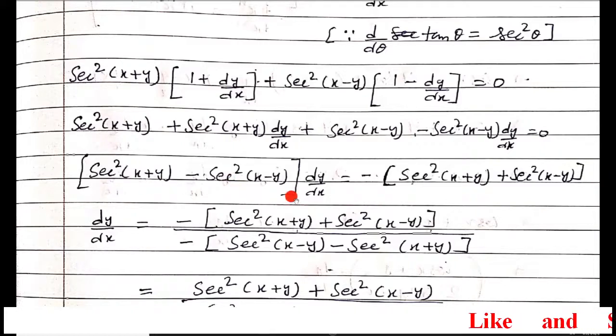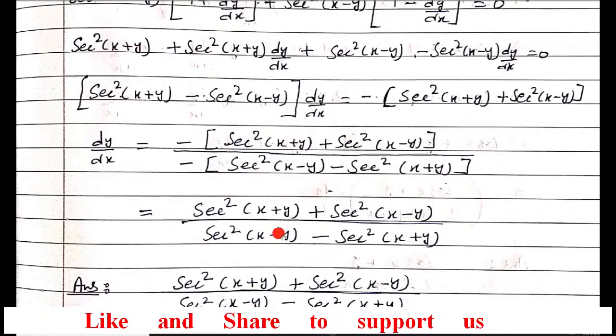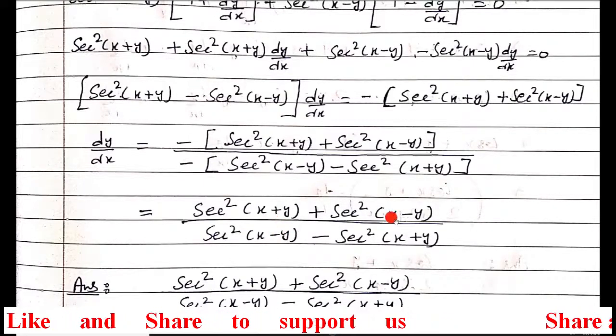Now this bracket is in multiply, so it will go in divide. Since a minus sign is here, take minus common from here so that you can cancel. So hence this is our answer. The second question B part is also completed. Thank you.